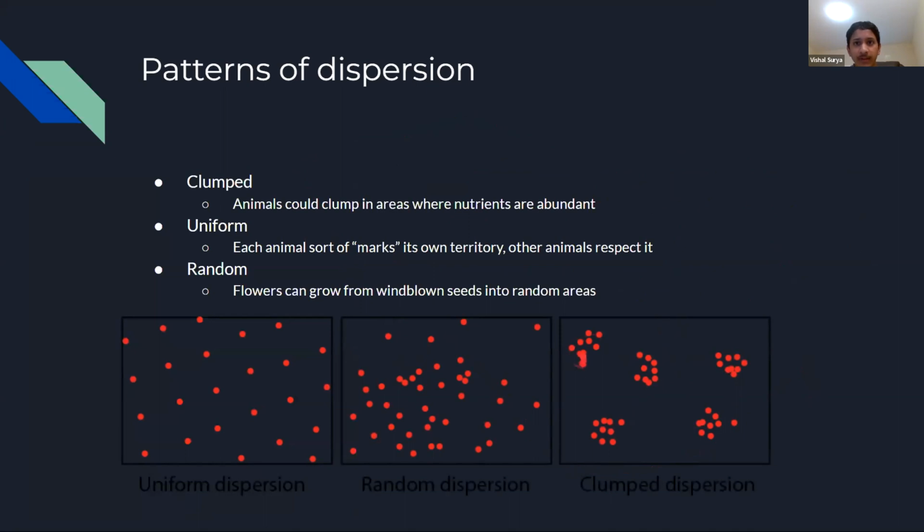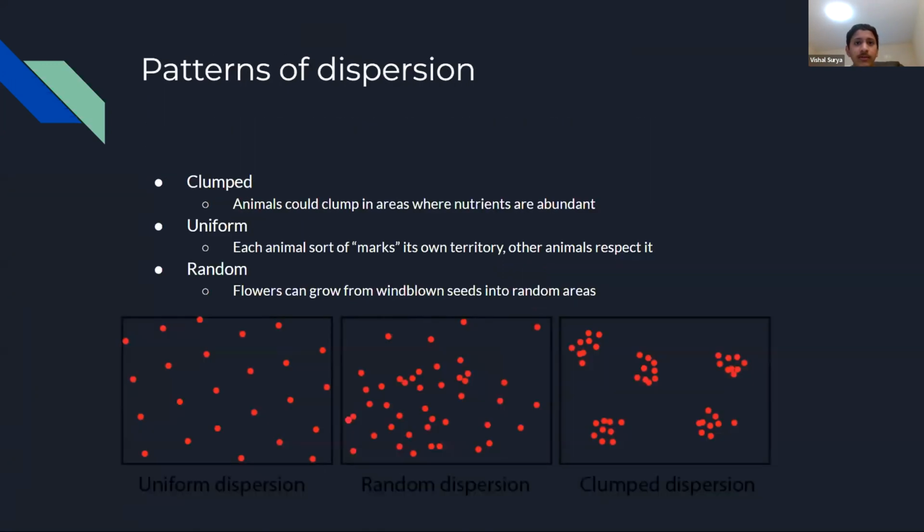But let's say we have all these animals that are clumped right here. There's a nutrient hotspot over here, over here, over here, over here, over here. Just a bunch of hotspots of nutrients. And then we have uniform, which is right here. So each animal, this is one example of uniform, where each animal sort of marks its own territory and other animals respect it. This is like in penguins, when they're taking care of their eggs. You can see that there's a huge degree of territoriality where it's like, you don't get in my territory, I won't invade yours. They sort of stay in this uniform dispersion, sort of like points on a grid is uniform.